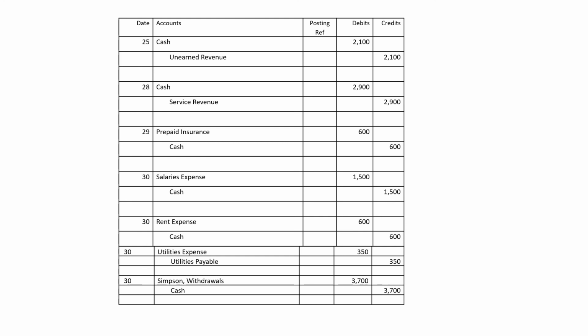So we take things one day at a time in accounting. So today, September 25th, we received the cash. We increased the asset cash on the debit side. But we do not increase service revenue. We have not done anything yet. We owe the service. Instead, we increase a liability account.